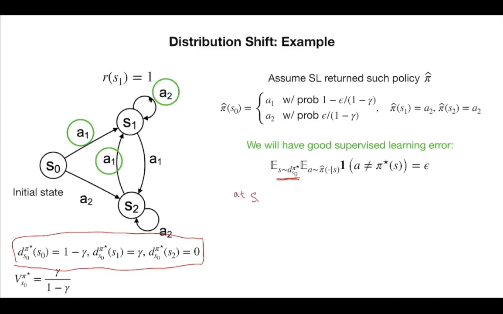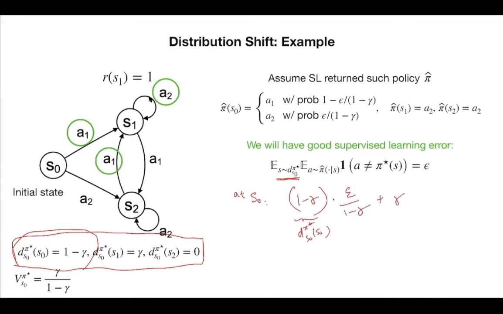So at S0, I have 1 minus gamma probability of visiting S0, because this is from here. But under S0, what is my mistake? My mistake is epsilon over 1 minus gamma. So this is the pi star S0, S0. What about at S1?